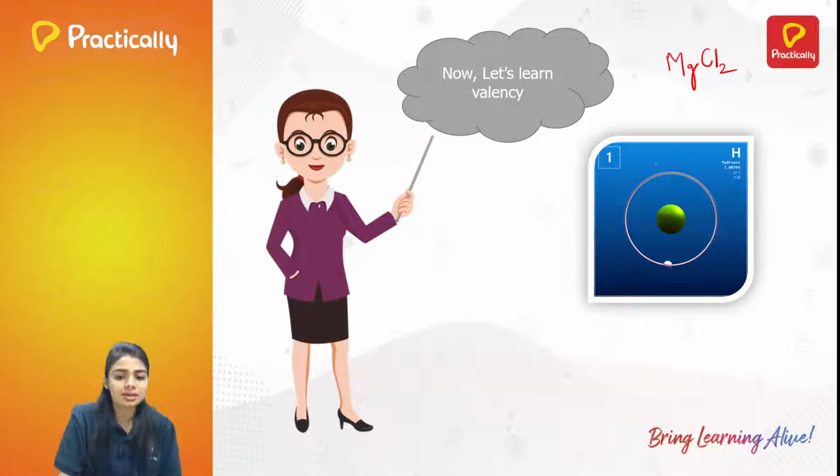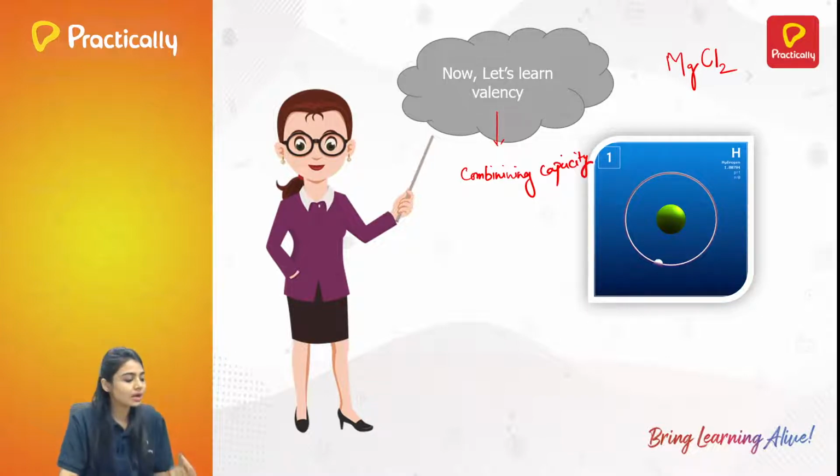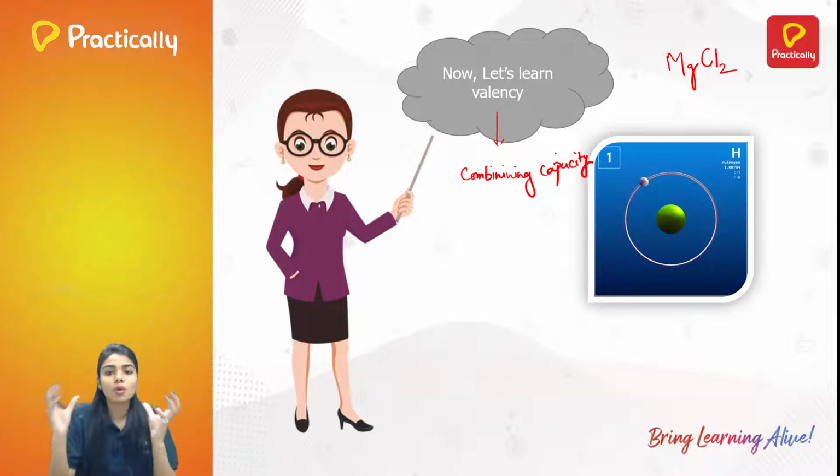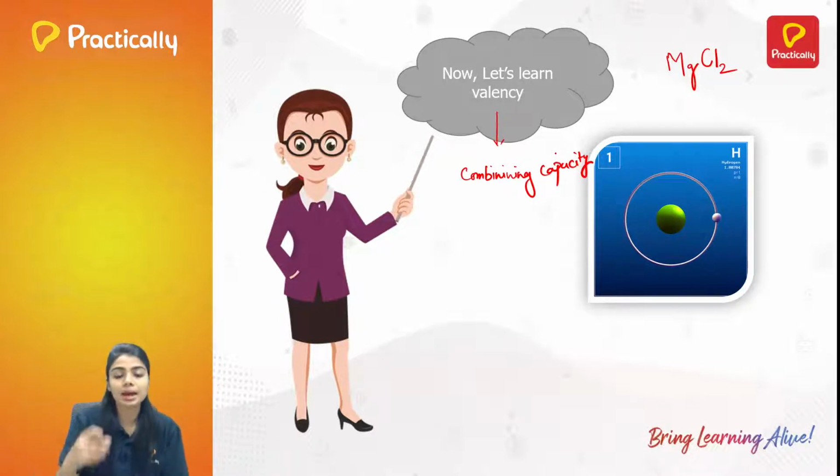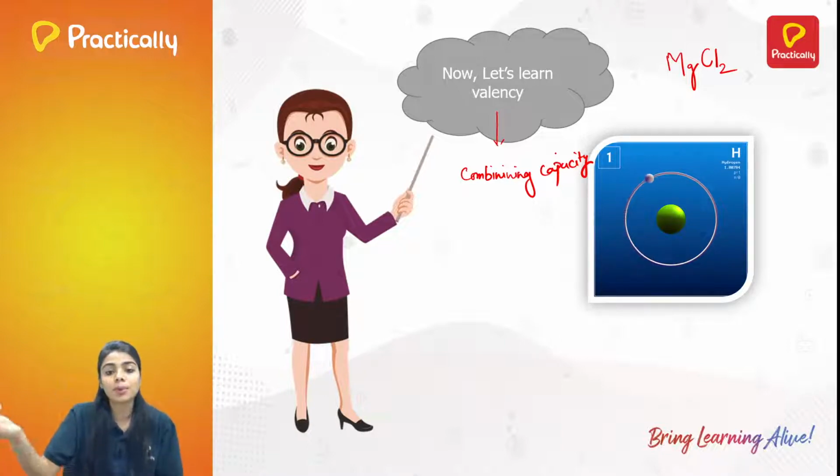Now let us learn the valency. What is valency? If I want to define valency, it is a combining capacity. Now what is this combining capacity? First of all, valency is the number of valence electrons which are used to share or to gain to form a particular compound.